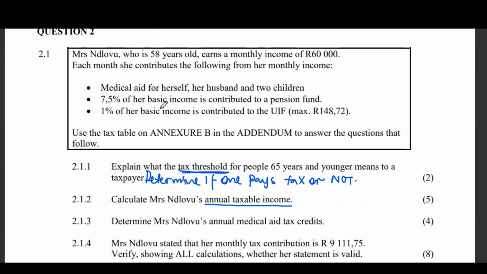Then 1% of her basic income is contributed to UIF. Maximum UIF, it's always 1% of someone's income, but it cannot exceed a certain amount. For example, here it was 148. So you cannot exceed, because 1% of this would be around 600, but the person only qualifies for 148 rand 72 cents because it's a maximum UIF. Anyway, let's calculate the tax.